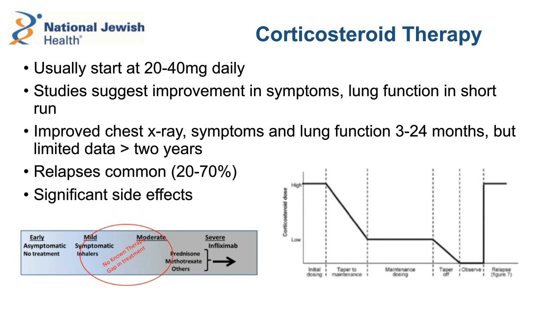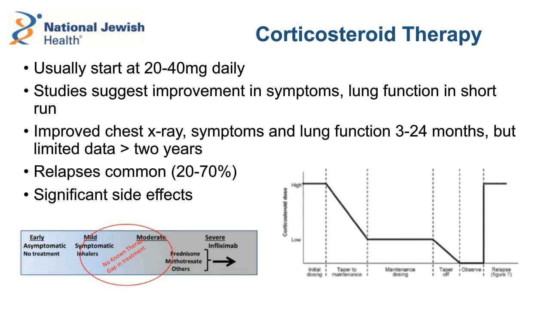And so with corticosteroid therapy, first of all, oftentimes we're using too high a dose. Most of us in the sarcoidosis clinics are really starting at lower doses, 20 to 40 milligrams. And there are studies to suggest improvement in symptoms and lung function in the short run. Improved chest x-ray and symptoms between up to 3 to 24 months. The problem is we don't have a whole lot of long-term data. And there's some data to actually suggest that people can get worse symptoms because of side effects.